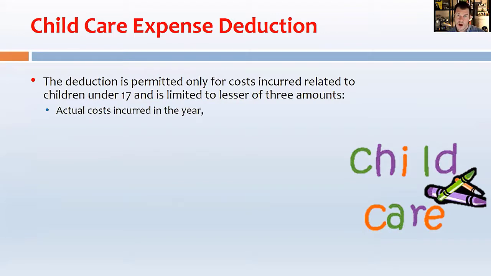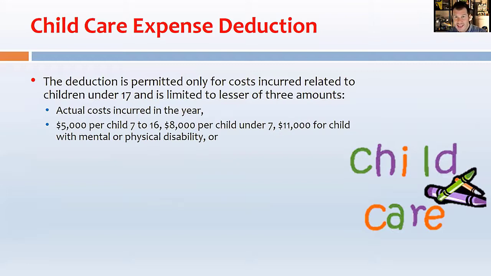Okay, so what are the actual costs? It's the lesser of these three amounts. We are familiar with lesser ofs at this point. So you're going to punch in what are the actual costs incurred in a year, and then we have these annual amounts. It's $5,000 per kid who is between 7 and 16, right? Between 7 and 16. $8,000 for a kid that is under 7. $8,000 per kid. You got 6 kids under 7, times 8,000 by 6. You got a $48,000 massive deduction, and $11,000 for a child who has a mental or physical disability.